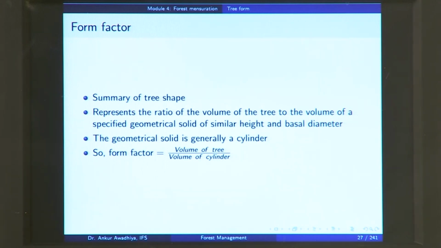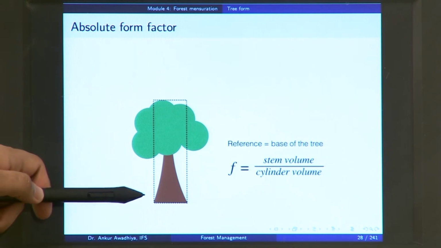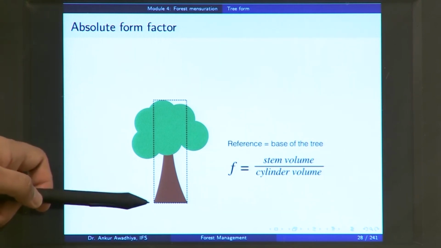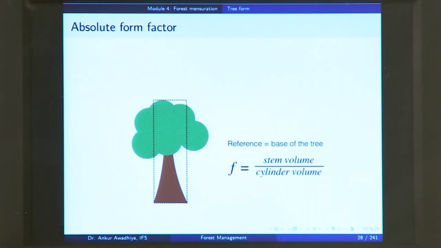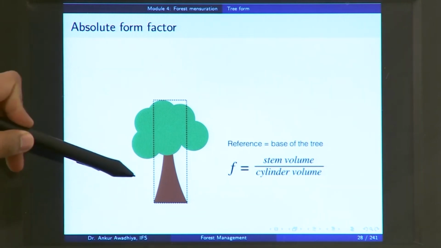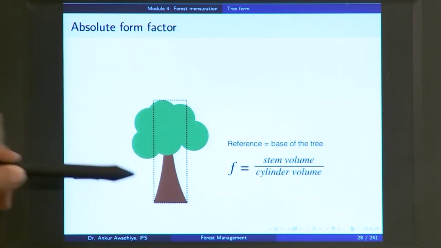But now, the next question is, where do we measure this diameter? Depending on where we are measuring the diameter, there can be different form factors. The simplest of which is the absolute form factor. Absolute form factor takes the reference as the base of the tree, and this is absolute because it is measuring absolutely the whole volume of the tree bole. So, you have the stem volume divided by the cylinder volume, where you have the base at this point.